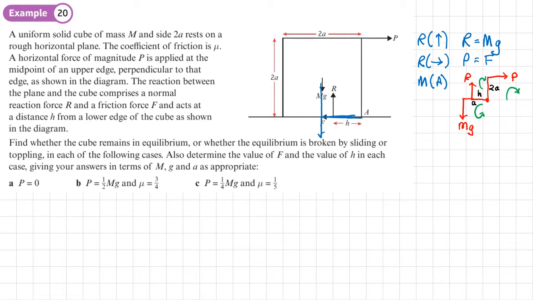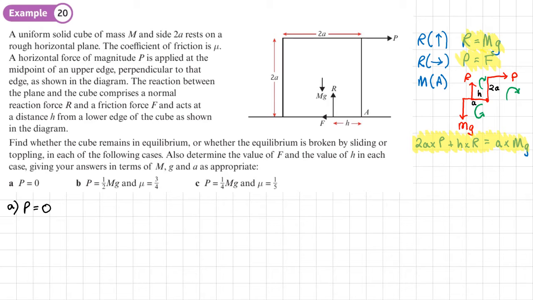So I'm writing our moments equation. If I start with the clockwise ones, I will have 2a times P plus h times R, so they're my two clockwise moments, and my anti-clockwise moment is going to be a times mg. So I'm going to use all three of these equations, so I'll just highlight them here when I work out parts a, b and c. Saves me doing the same working three times over.